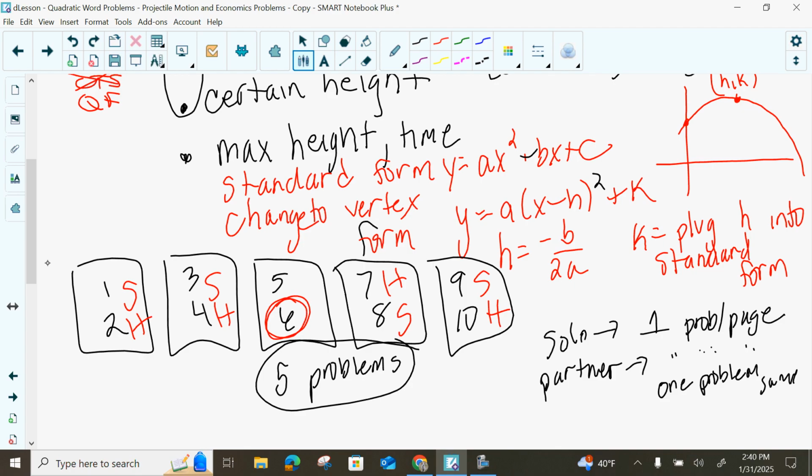Yeah, 1 problem per page. It's like, because 1 and 2 are similar. So it's not like you're going to do number 1, 2, 3, 4, and 5, because 1 and 2 are similar, 3 and 4 are similar, but they're all different types.